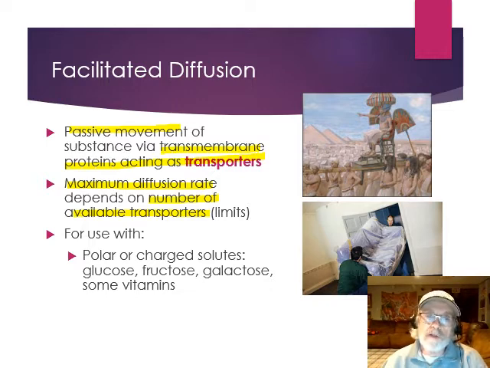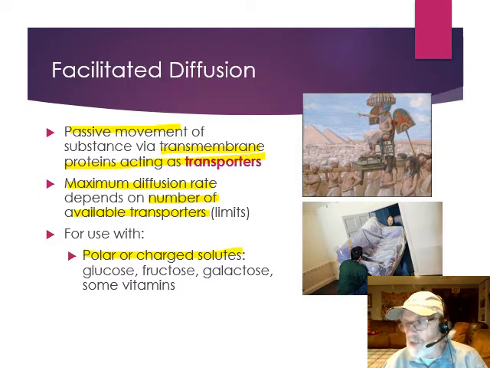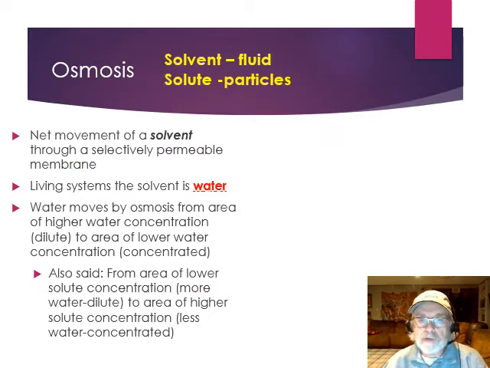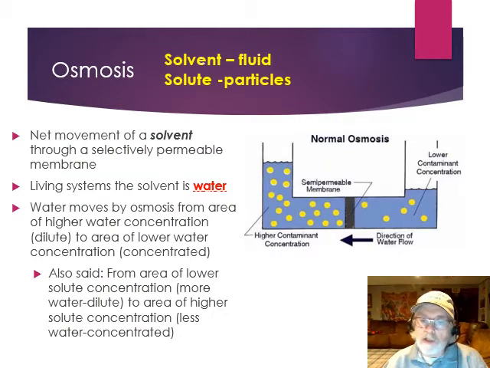When do we use facilitated diffusion? With polar or charged particles. Why? Because the lipid bilayer does not like them. It doesn't like to let them through. Again, glucose, fructose, galactose, and some vitamins can go in through facilitated diffusion. Okay, that's it.